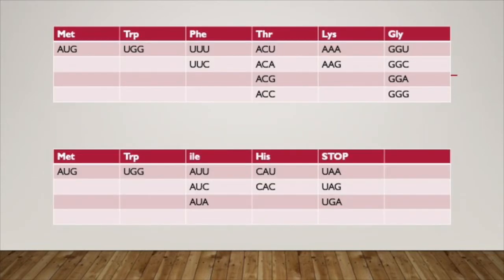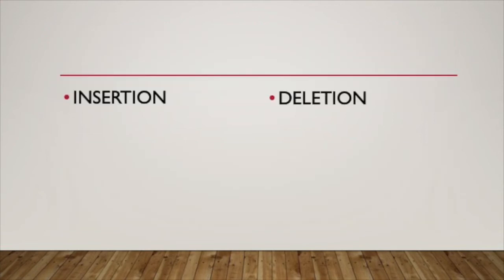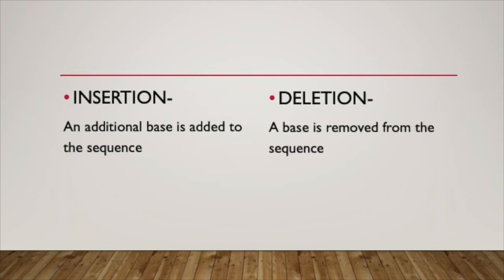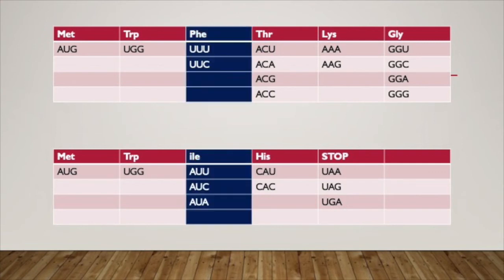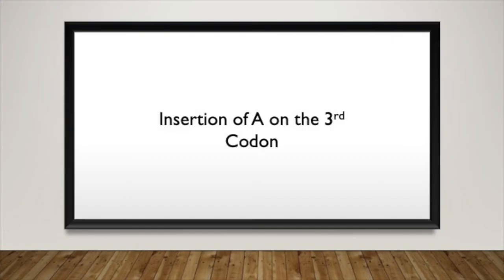Now that we have all the possible codons, we are going to look to see where a mutation is and if it occurred because of an insertion or deletion. An insertion occurs if there's an additional base added, and a deletion occurs when a base is removed. Pause the video and try to figure out where a mutation occurs. The mutation occurs on the third codon where an A has been added, so this would be an insertion.